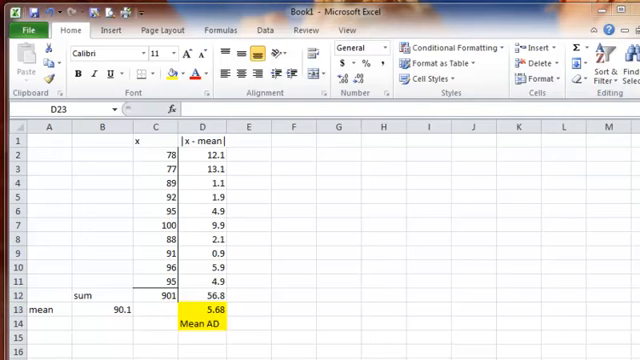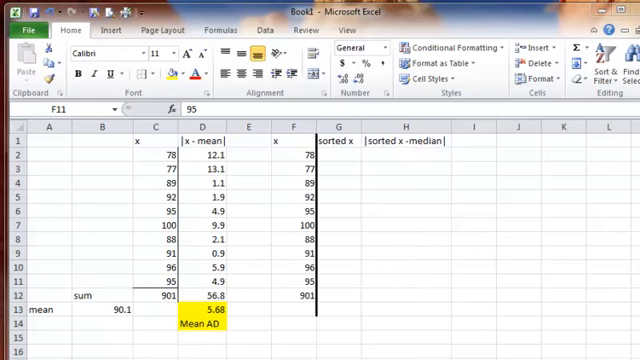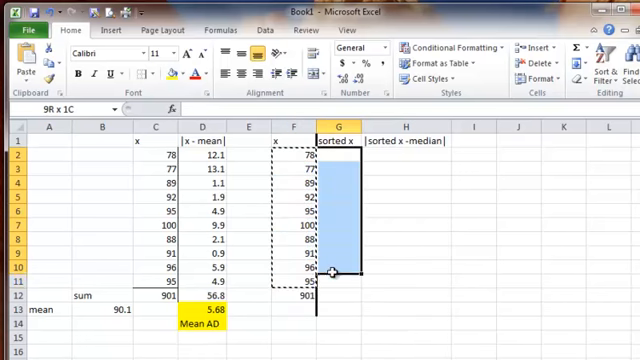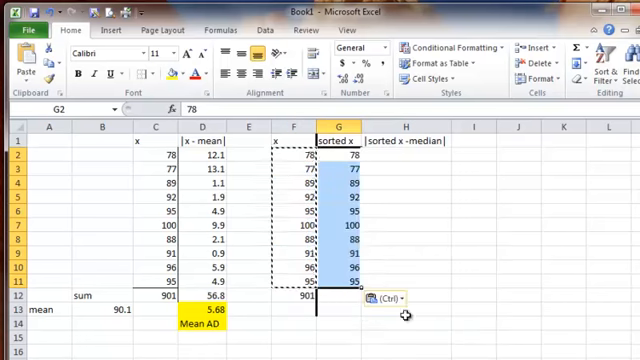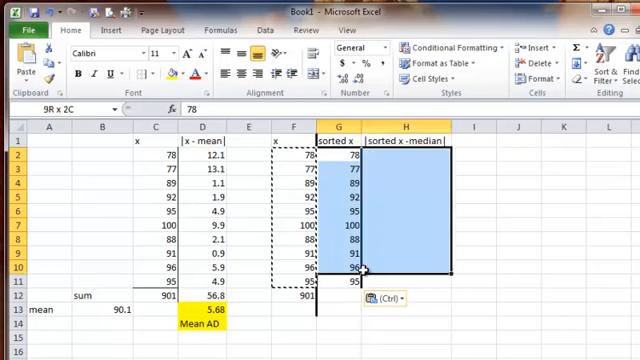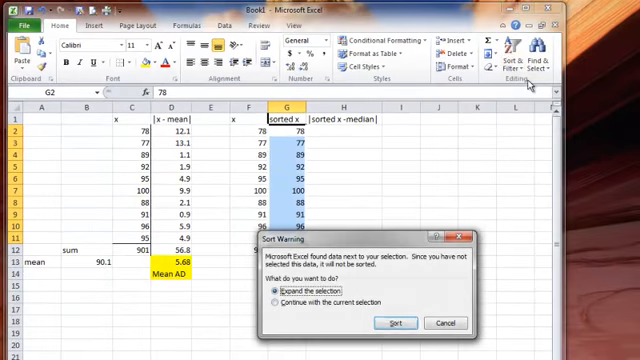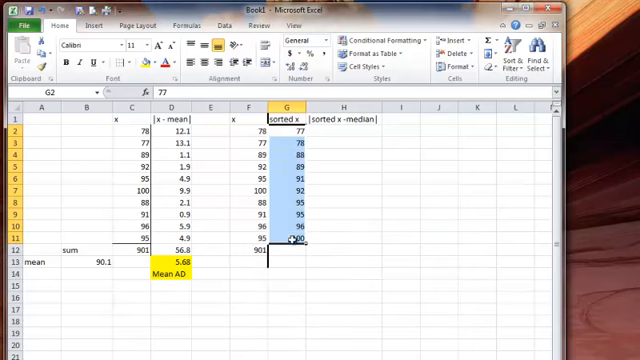Now we're going to look at the median absolute deviation, and how we would do that. So for the median absolute deviation, we're going to first sort our data. So I'm going to take the data, copy it, put it where I want it to be sorted, and now I'm going to highlight that and go into sort. I went from smallest to largest, and I don't want to expand, I want it right on the selection, and now my data is sorted.